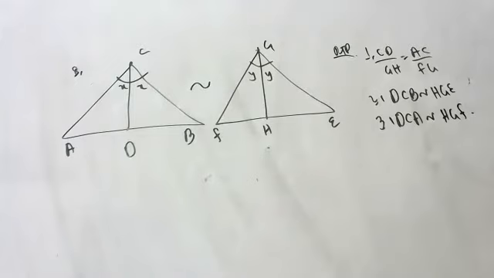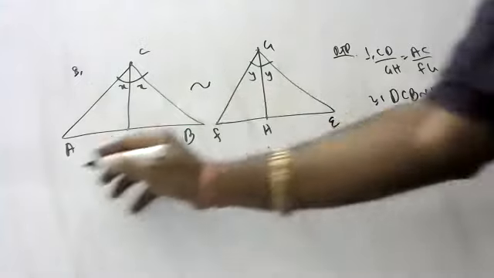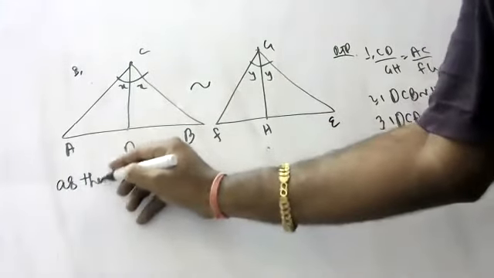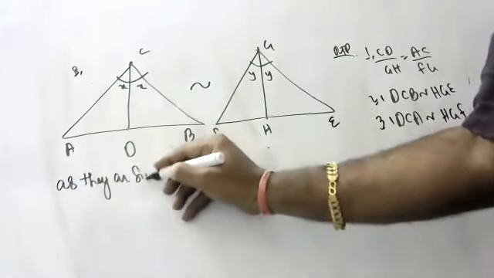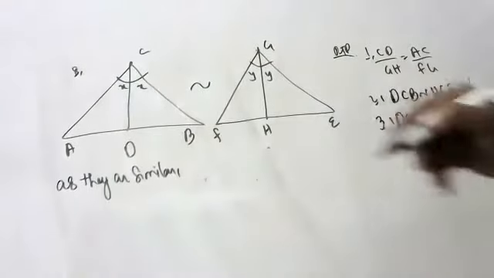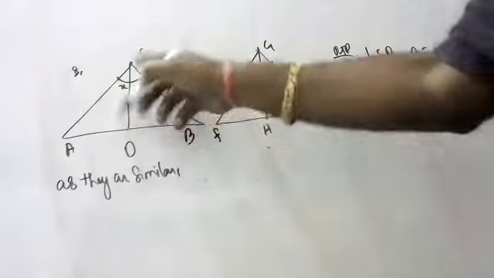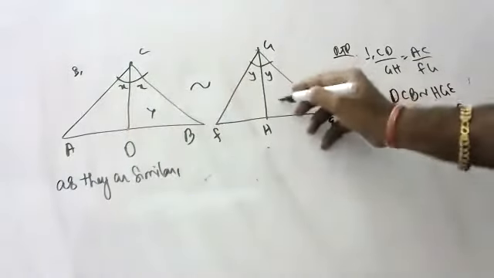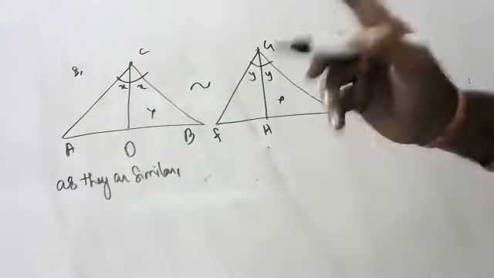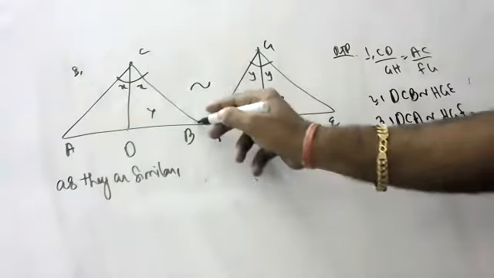Okay, children, first proof. They said they are similar triangles, and their angle bisectors are given. As they are similar, first, DCB is similar to HGE, these small triangles. As they are similar, what can we write, children?